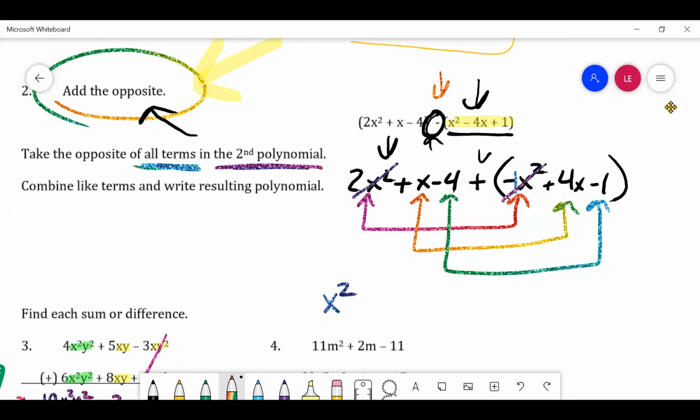I like to cross them out as I use them. And now I'm going to combine the second ones, right? So x plus 4x. Put a 1 in front of here. So it's just 1 plus 4, so it's just 5x. Cross them out. And then on the last one, we're just going to do -4 plus -1. -4 plus -1 is just -5. Done. So again, when you subtract, you add the opposite.